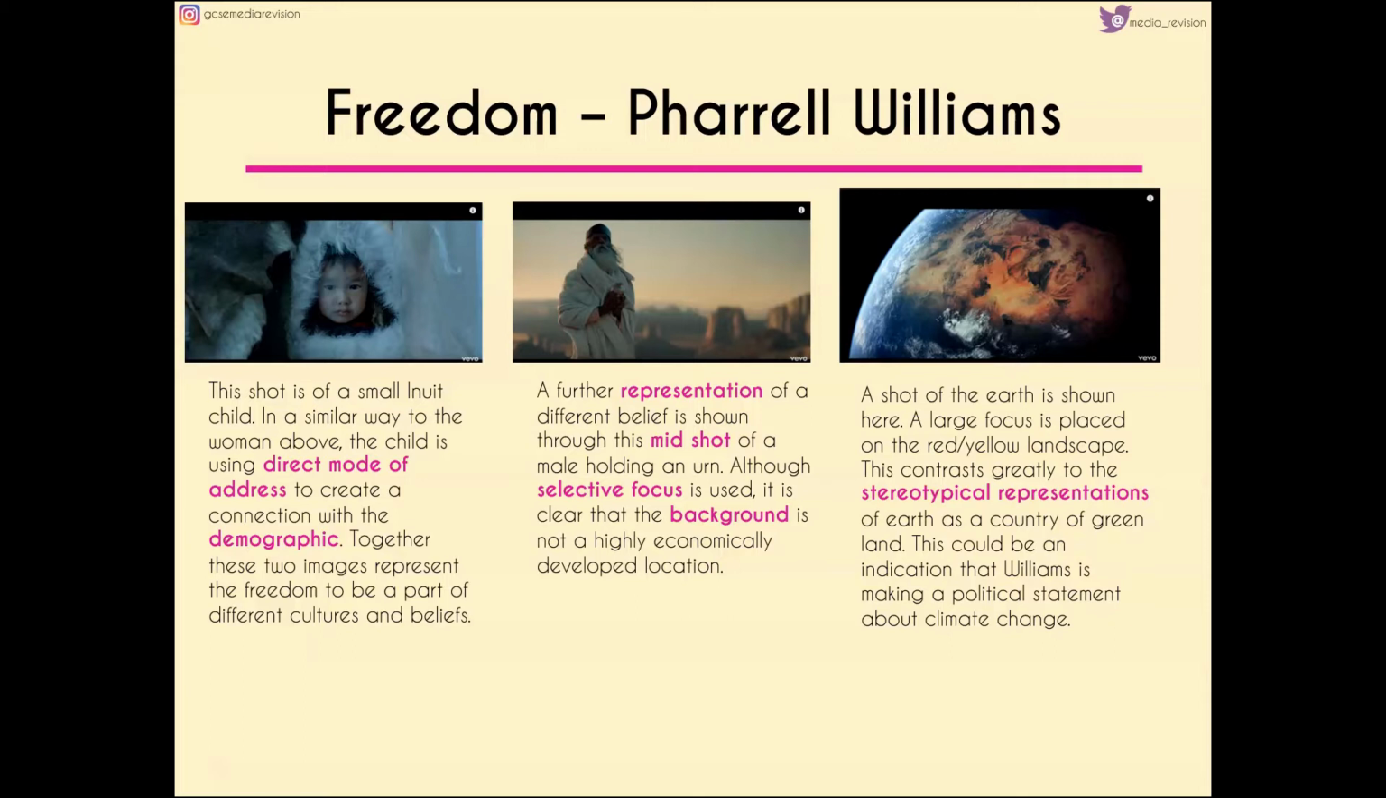Although we've got selective focus used so that the background is more blurry and we focus on him who is sharper and more clear in the foreground, we can tell that this is not a highly economically developed location. We then get a shot of the earth on the right hand side.